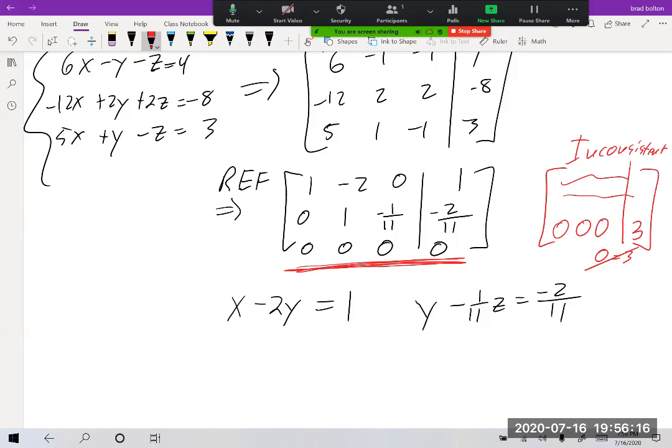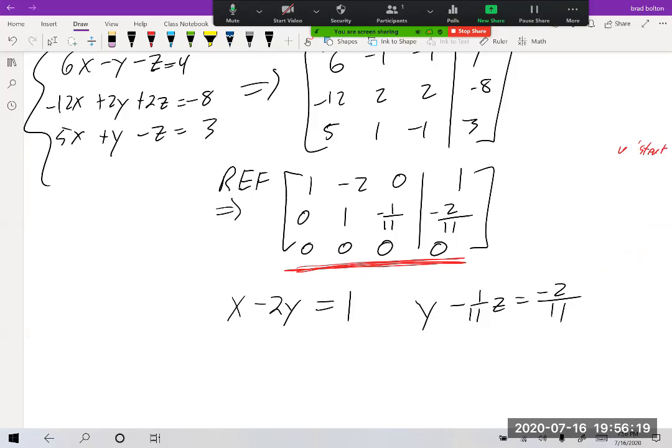so that would have been an inconsistent system. But because we got 0 equals 0, that means that it is a consistent system. Consistent. However, it is a dependent system. And when you run into a dependent system, you're basically saying that one of the variables builds the other variable. So we're going to solve everything in terms of z. Normally, the variable that got eliminated becomes the parameter.